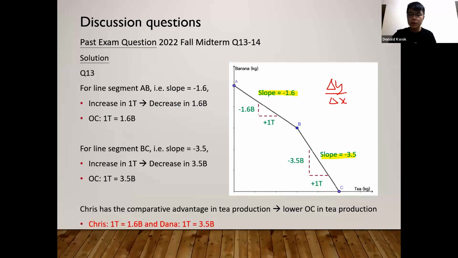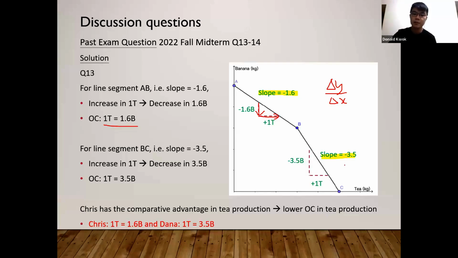Okay, so let's say for the line segment AB, the slope of negative 1.6 simply means that if you increase tea production by 1 unit, your banana production would be reduced by 1.6 units. So this is the interpretation of this number. And from here, it is actually the opportunity cost relationship, right? If you produce 1 more unit of tea, then you would forego your banana production by 1.6 B. So this is how we can construct the opportunity cost relationship from the slope coefficient.